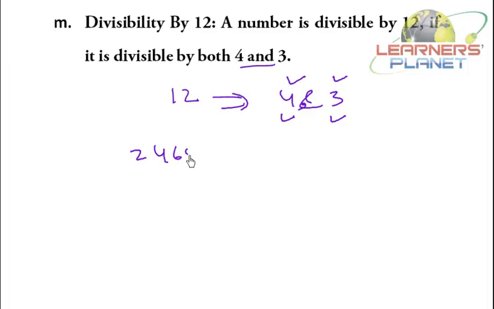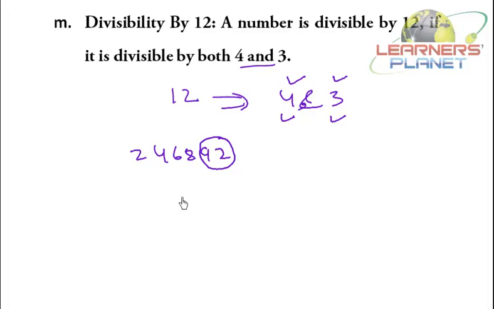2, 4, 6, 8, 9, 2. Let's take this example. First of all, we are going to apply the divisibility test of 4. So last two digits we have to see. Here we are having 92 and 92 is divisible by 4. So the complete number is divisible by 4.